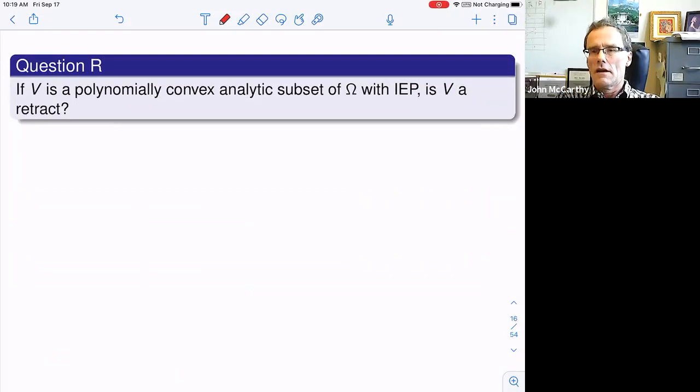So at least in the bidisk, polynomially convex sets that have the isometric extension property have to be retracts. Is this true for more general domains omega? Having this isometric extension property seems to be a very rigid restriction to put on the pair V, omega.